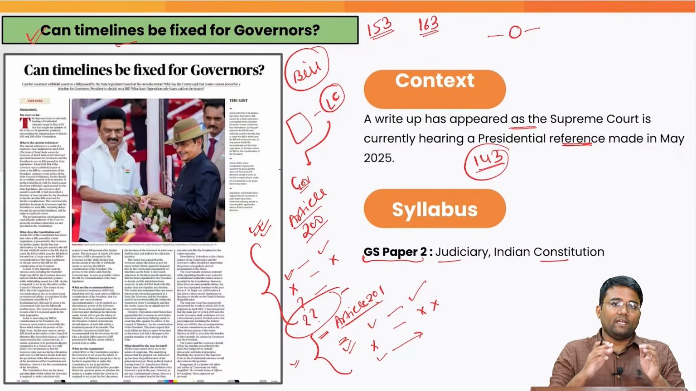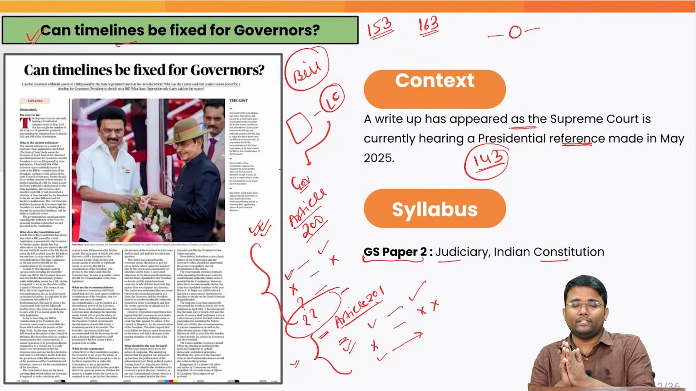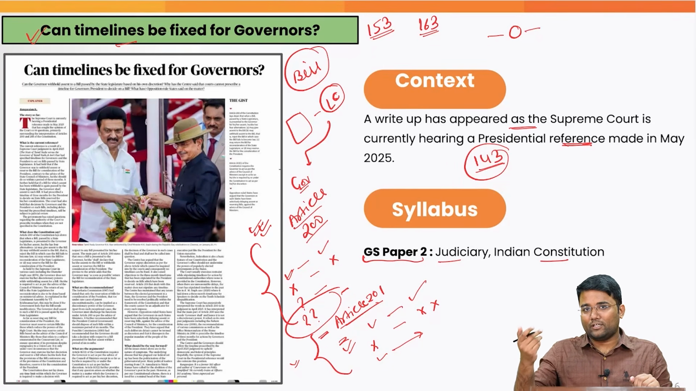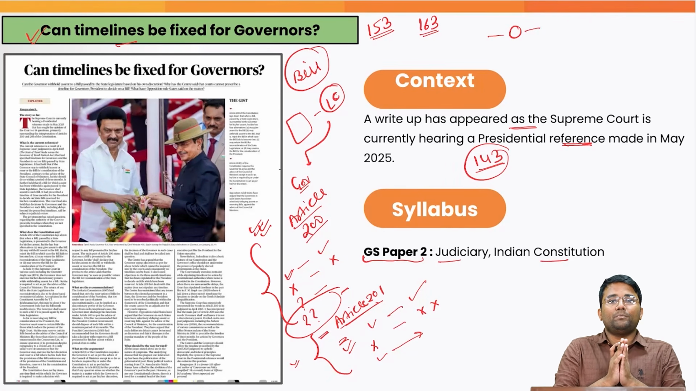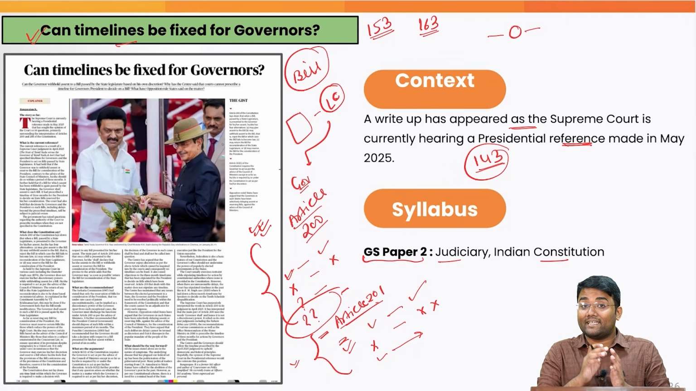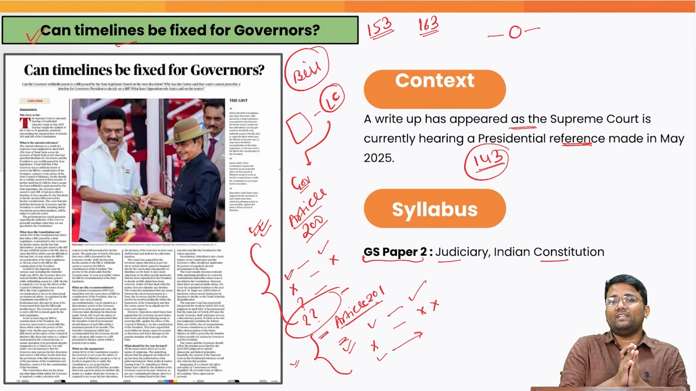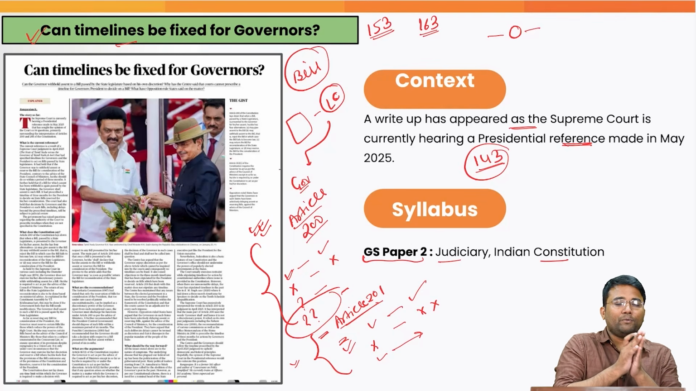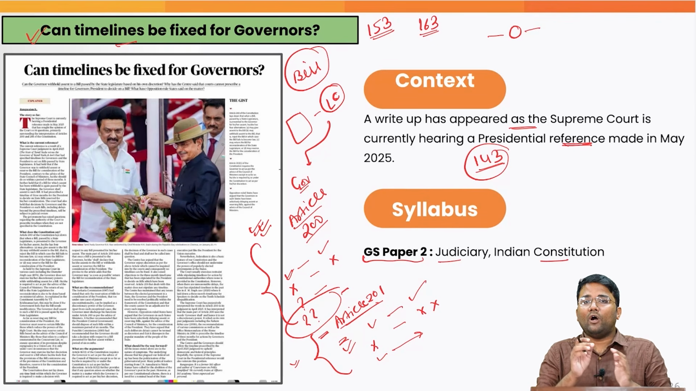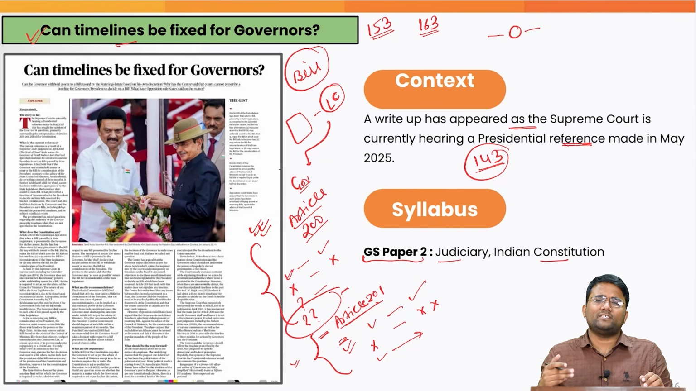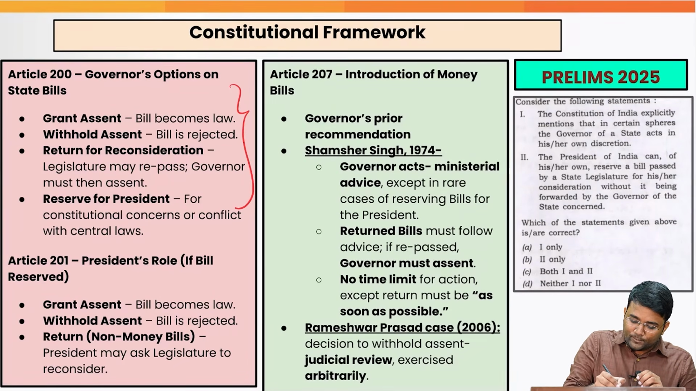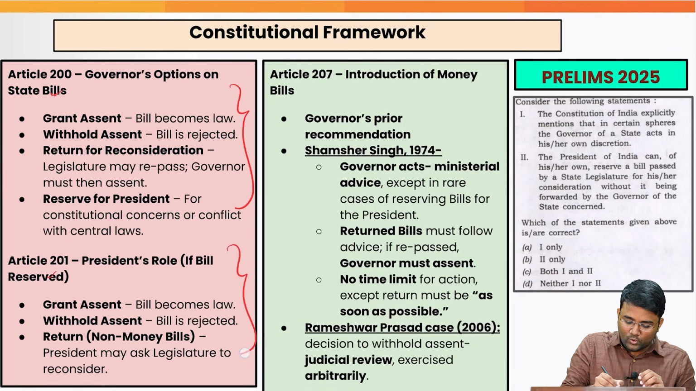For example, if any bill which still didn't get the assent of the Governor or President, which still is not an act or law, can the Supreme Court look into the constitutionality of that? Can the Supreme Court give any direction on that law? Or if the Constitution doesn't explicitly talk about any provisions, can the Supreme Court guide the executive on the discretionary powers? These are certain questions which are raised in front of the Supreme Court. So these are the various options under Article 200 and Article 201.